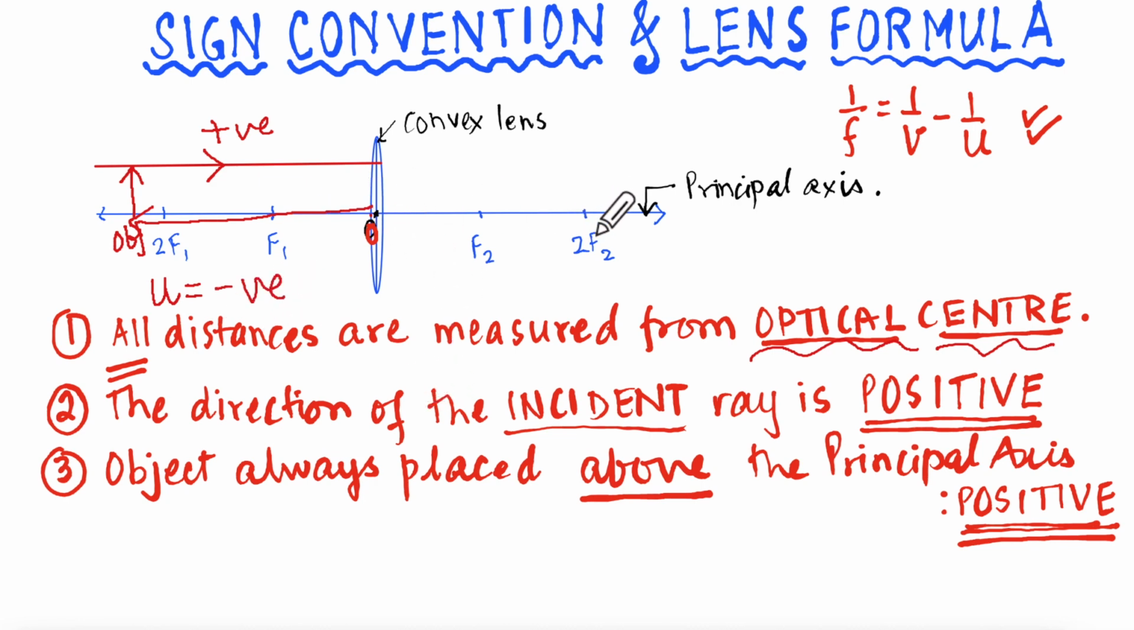But if the image is formed somewhere here, you will measure its distance from O, in this direction, which is the same direction as the incident ray. So that becomes your positive distance for the image. So the image distance, which is v, is going to be positive.